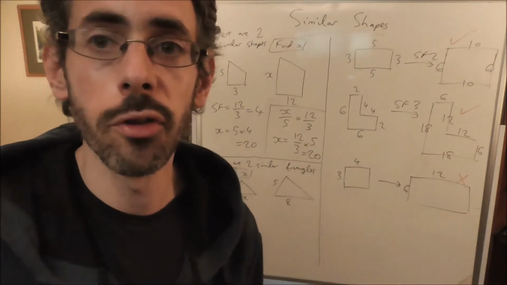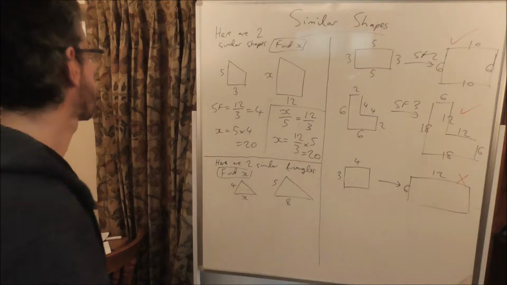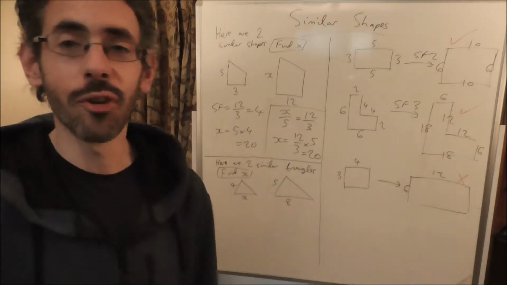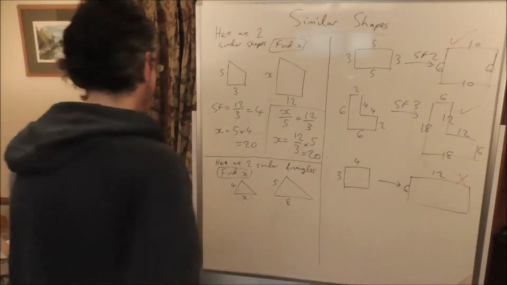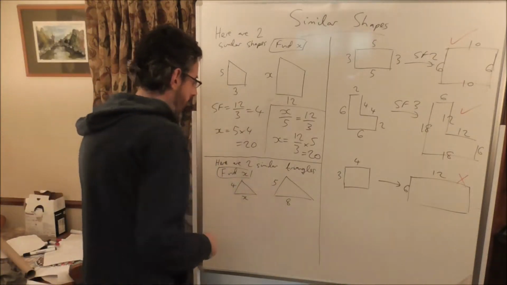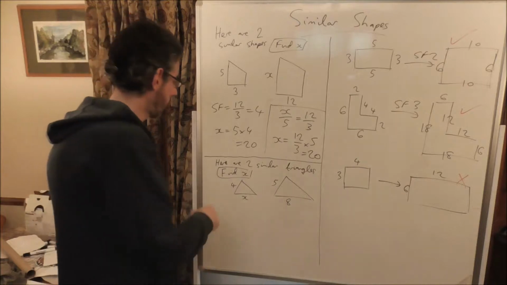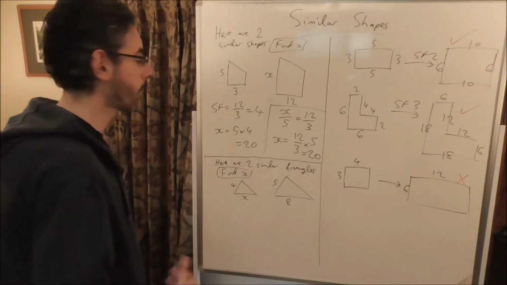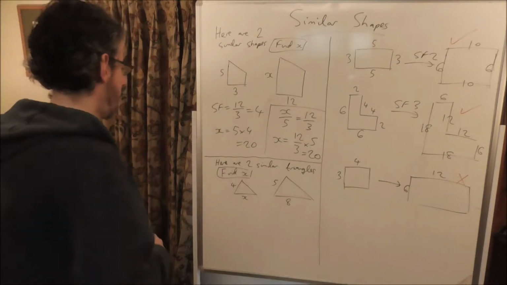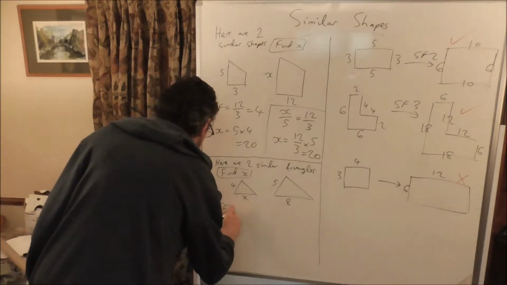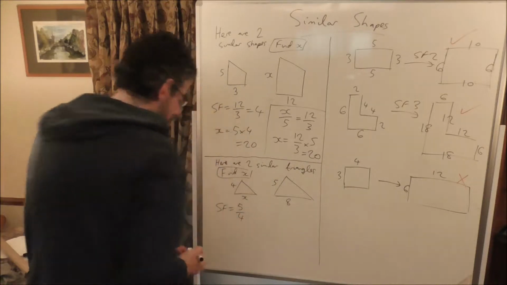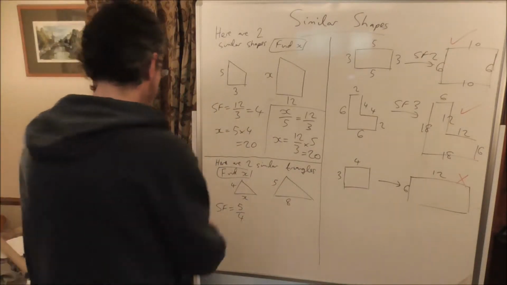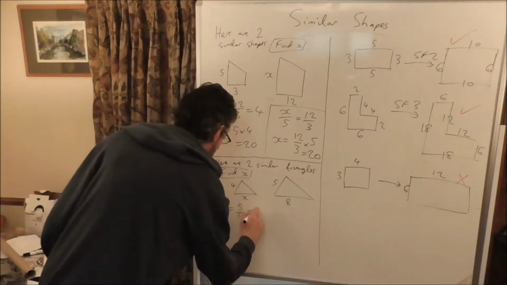One method you could use is to just find the scale factor. That's the method we did over here. To find the scale factor, you need to find a pair of corresponding sides that you know, that have been given, like 4 and 5. To work out the scale factor, you need to think, what do you multiply 4 by to get 5? To work that out, you can just do 5 divided by 4. So the scale factor is 5 divided by 4. You can leave it as a fraction, but as a decimal it's 1 1/4, so 1.25.